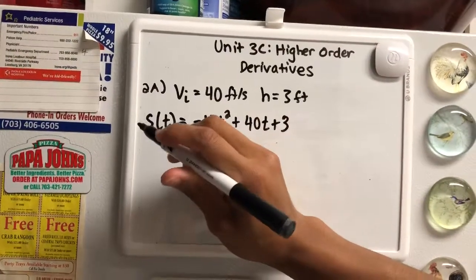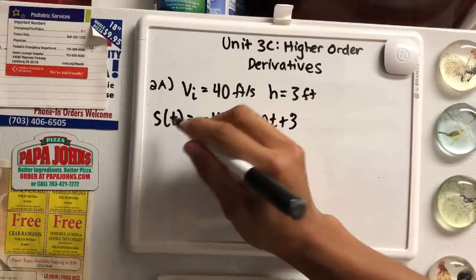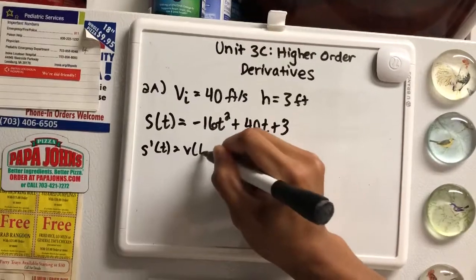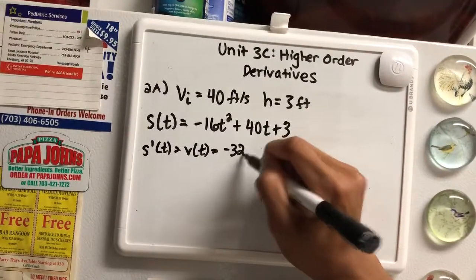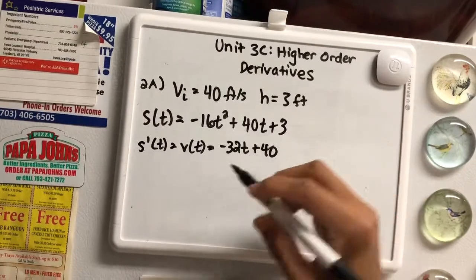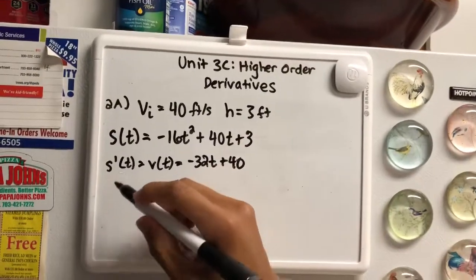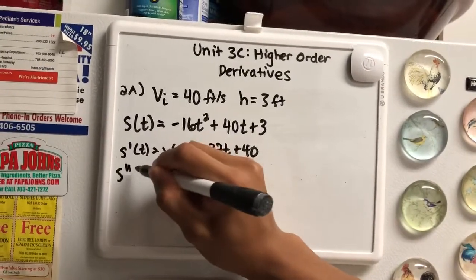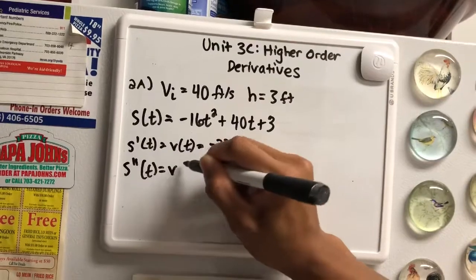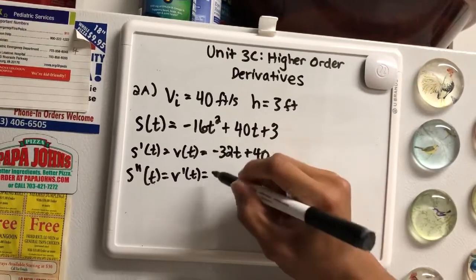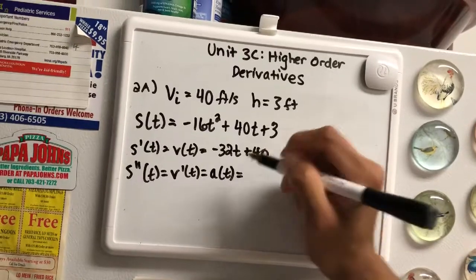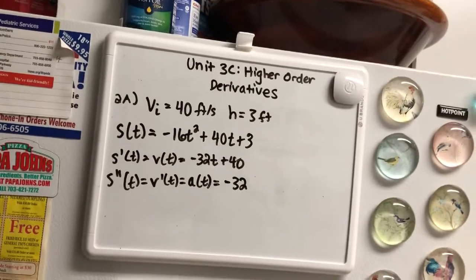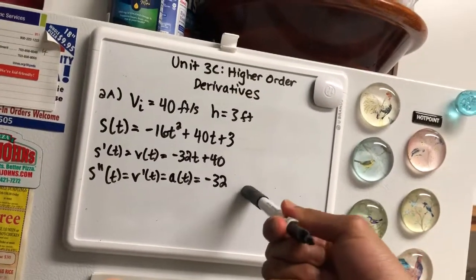And to find the velocity function, we're going to take the derivative of s of t. So it'd be s prime of t, also known as v of t, equals negative 32t plus 40. And to find the acceleration function, we're just going to have to take the derivative of v of t. So it'd be s double prime of t equals v prime of t equals a of t, and that equals negative 32. So the ball had an acceleration of negative 32 feet per second per second.